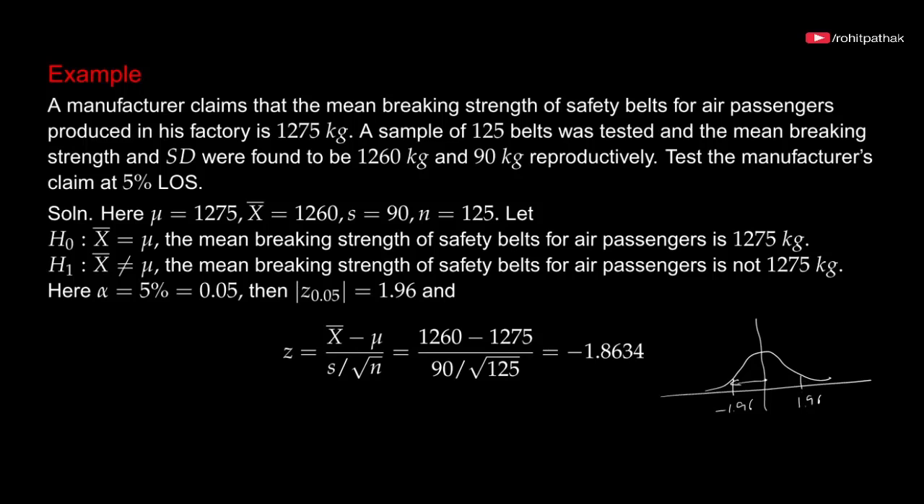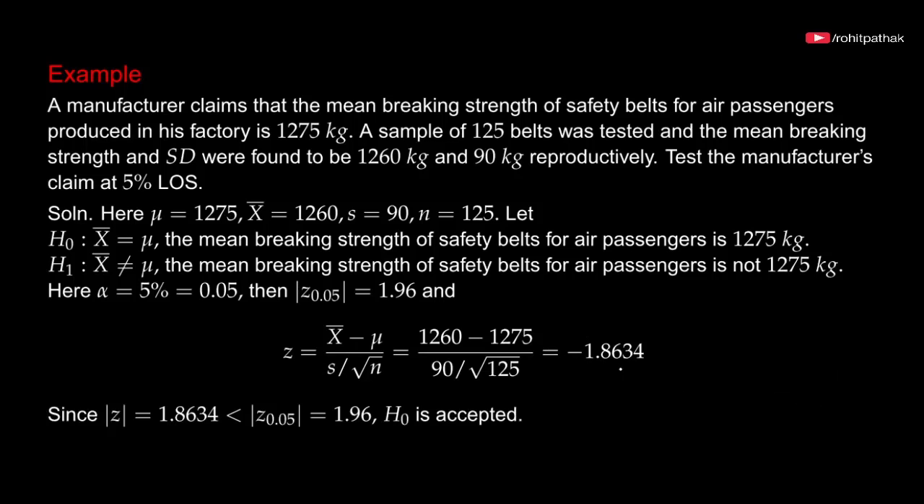So this is the acceptance region and this is the critical region, 2.5% area on either side. So this is 2.5% area, this is 2.5% area. So total 5% area on either side is the critical region, and the rest 95% area between them is the acceptance region. So using the test statistic, we find that this difference 1260 minus 1275 divided by standard deviation of sample divided by root n, this test statistic is minus 1.8634.